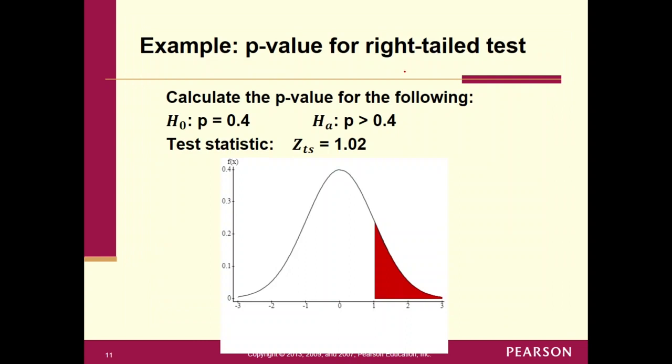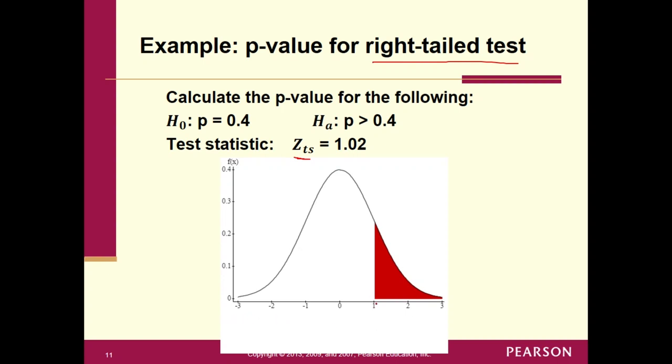All right, let's change over to right-tailed. Here our test statistic is now 1.02, so get your piece of paper out, draw your bell-shaped curve, put in your scale right here, 0, 1, 2, 3, just like we would do it in class, negative 1, negative 2, negative 3.